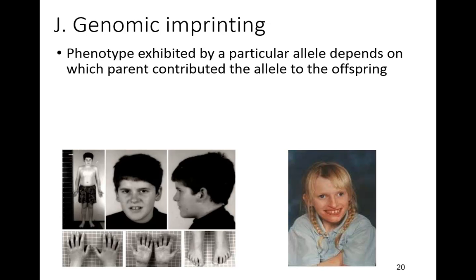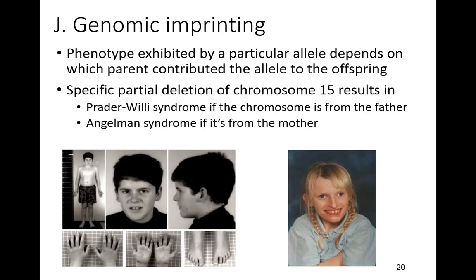Alright, so genomic imprinting is where the phenotype of the expression of a gene is affected by whether the mother or the father contributed the allele to the offspring. So, for example, if you have a partial deletion of chromosome 15, if it's from the father, you'll have Prader-Willi syndrome, and that's what this is to the left.